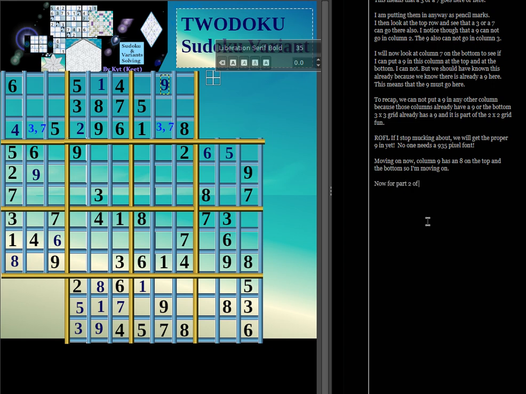Now for part 2 of our solving techniques. This is where we go row by row and see what numbers are missing, and see if we can figure out what goes there. Let's look at this top right grid here. I know that I am missing a 1, 2, 3, and a 4.